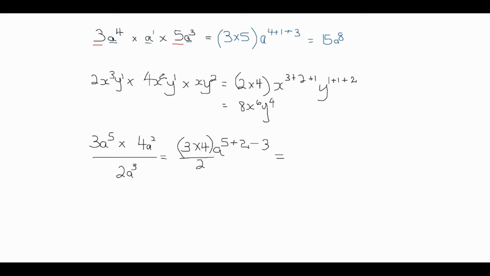So 3 by 4 will give me 12. And if you want to work out, 12 on 2 is 6, you're free to go. But 12 on 2, and then e to the power of 5 plus 2 is 7, and 7 minus 3 gives me 4. So I get the final answer as 6 e to the power of 4.